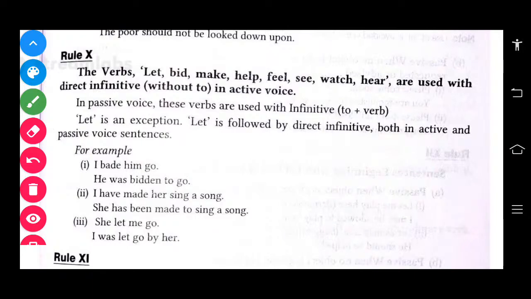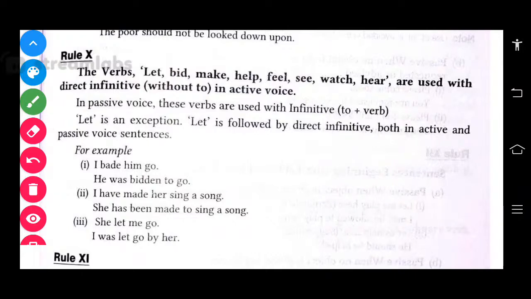So let, bid, make, help, feel, see, watch, hear. When these verbs are used in the finite verb place, the non-finite must be a direct infinitive. But in such sentences, while making them passive, we have to remember that the non-finite verb, though a direct infinitive, must be a to-infinitive in the passive. This is rule number 10.